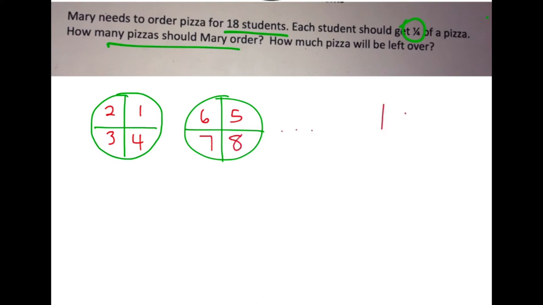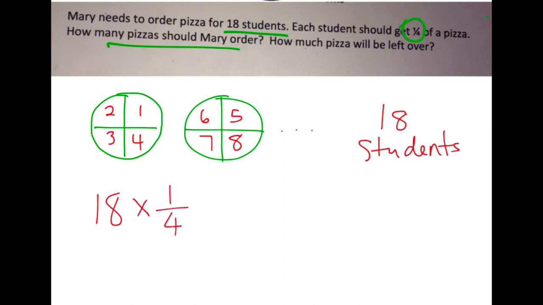And we know we have 18 students. So how many pizzas do we need to order? I have 18 students. Each student will eat a quarter of a pizza, so times 1/4. Okay, so let's multiply these fractions. So that's over 1. 18 times 1 is 18. 1 times 4 is 4. So you have 18/4.